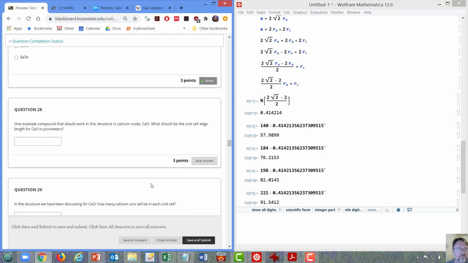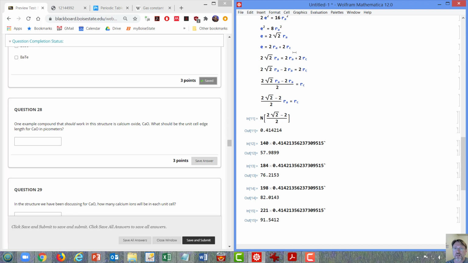That's it. One example compound that should work is calcium oxide. What should be the unit cell edge in picometers? So this one is really straightforward because remember this right here. Even though the unit cell size has been expanded, it is still true that the cation and the anion are touching each other along the edge.